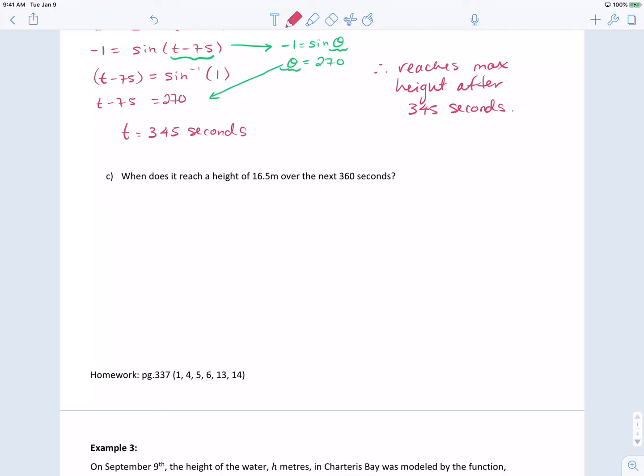If you need to take a second and pause the video, feel free, and if not, move on to question C with me. Again, it's asking when, so same question, does it reach a height of 16.5? If you want to set this up without any of my help, feel free to pause the video and then scroll through after. But we set our height equal to 16.5, and we go through the same motions. We subtract 15 from both sides.